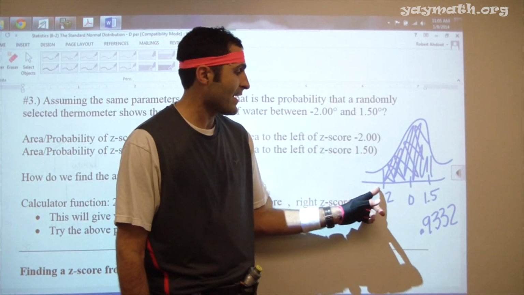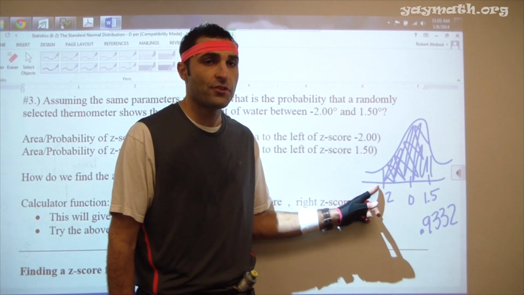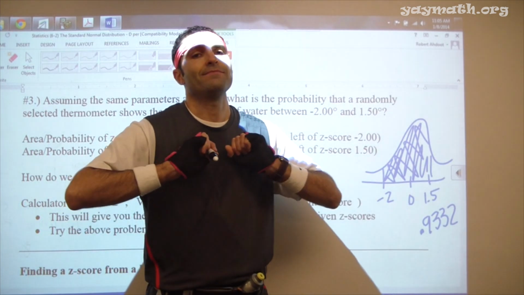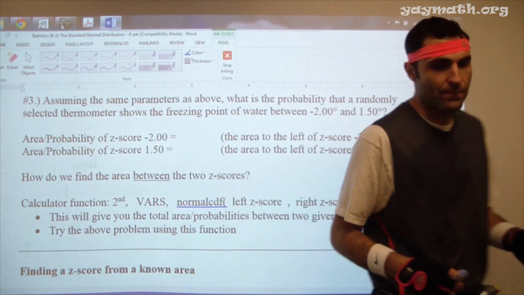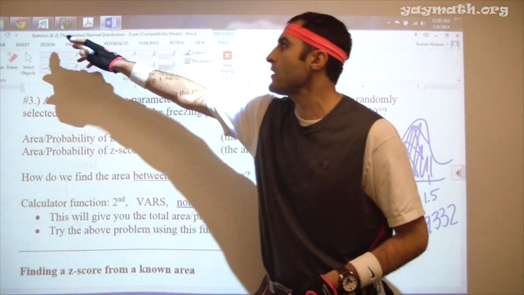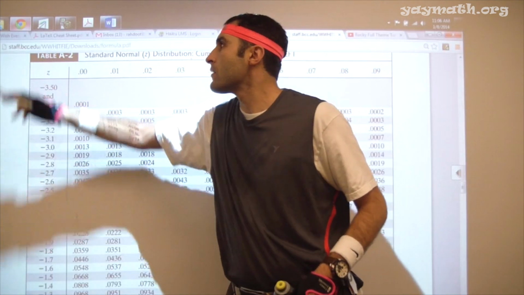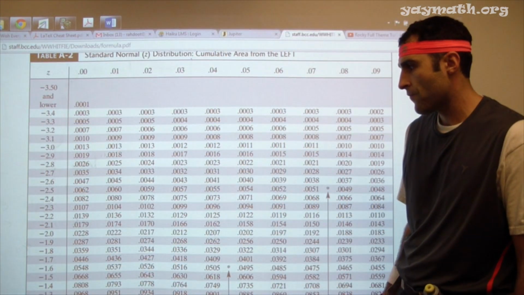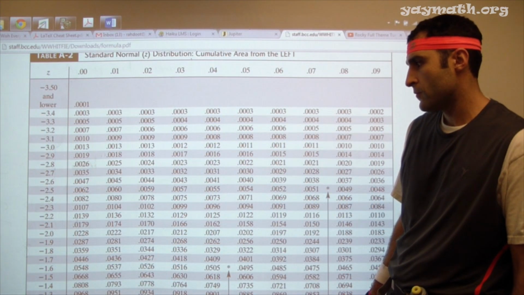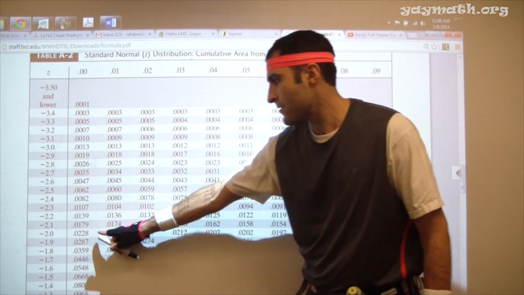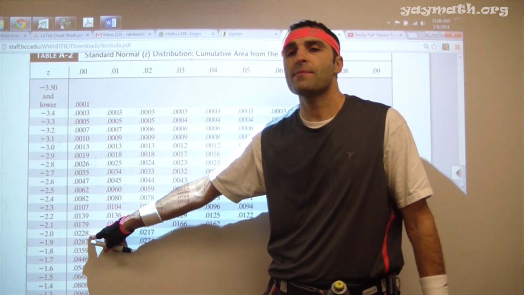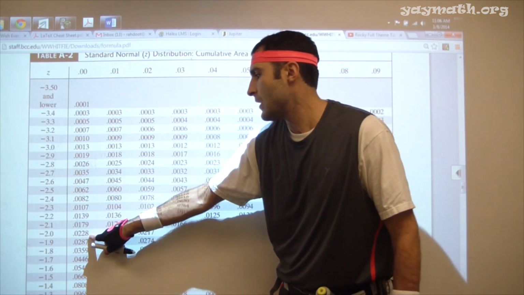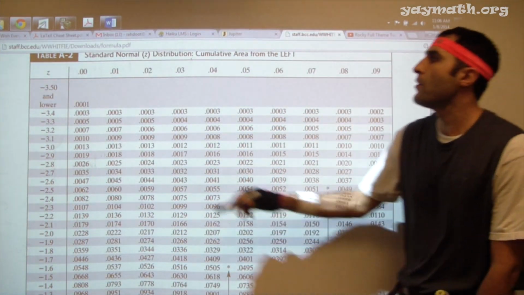Then we're going to get the area to the left of -2, and then we're going to subtract them. Let's do it. Did someone get that? 0.0228. Good job. Any questions about how to read the table? All right. 0.0228. Putting it down.